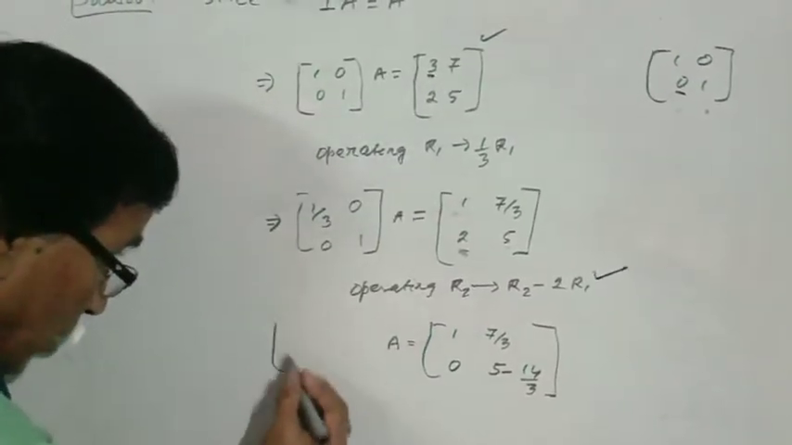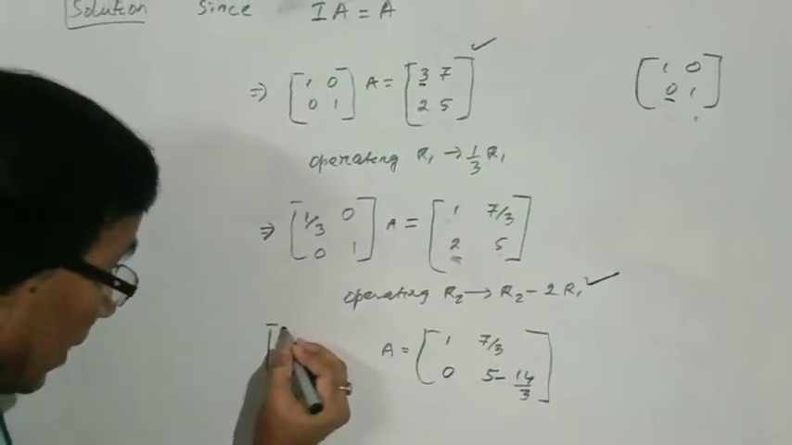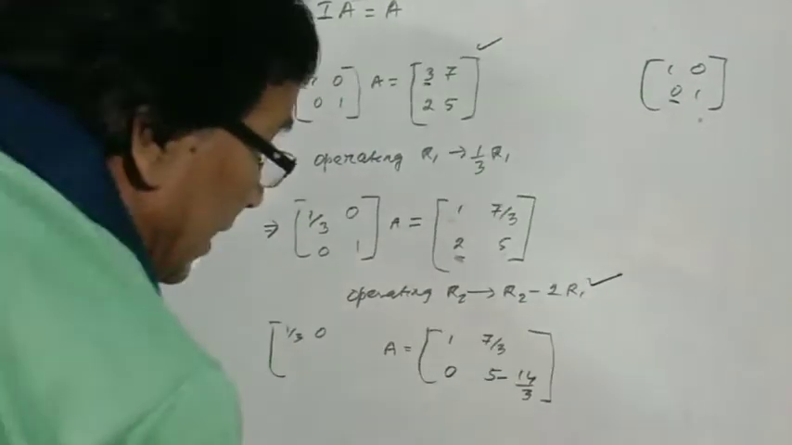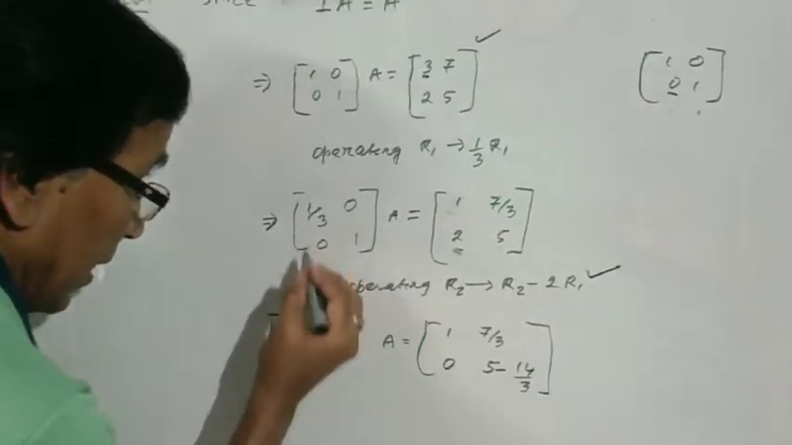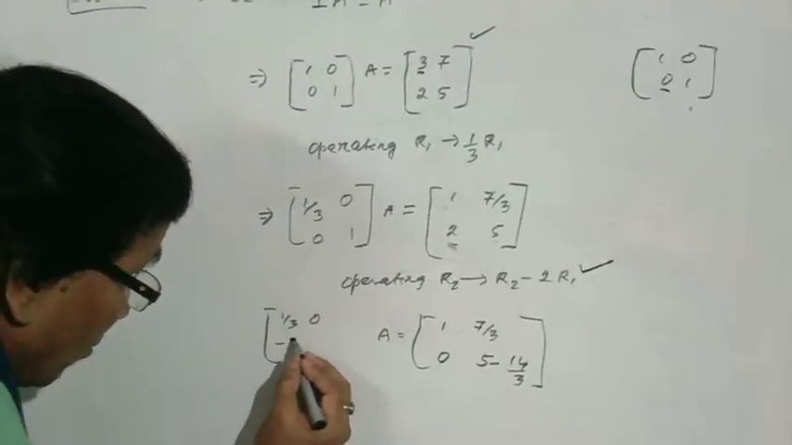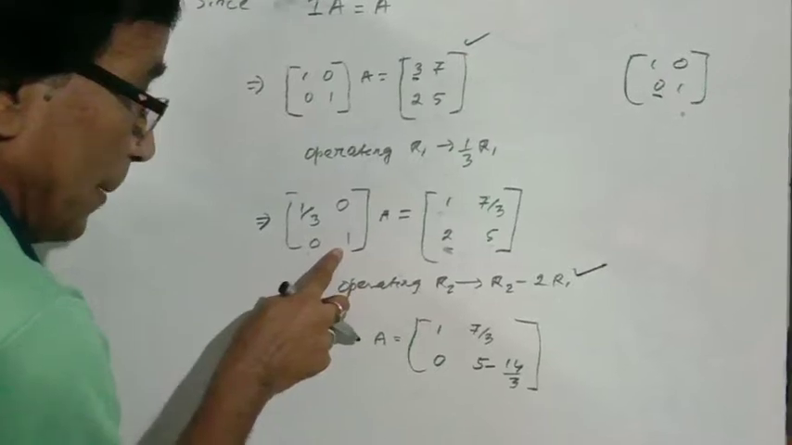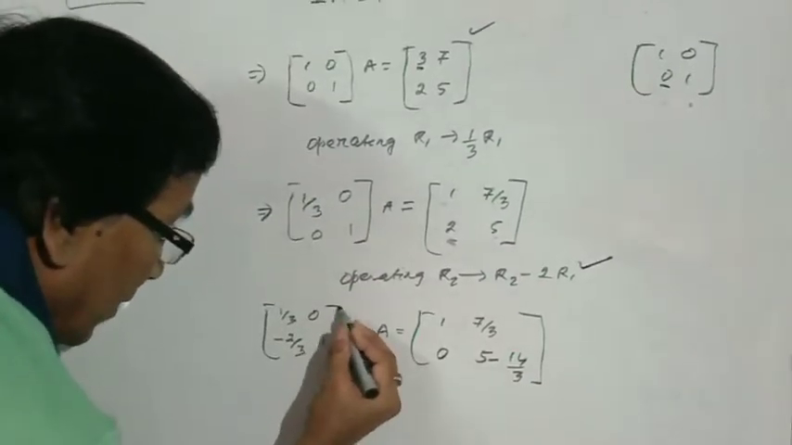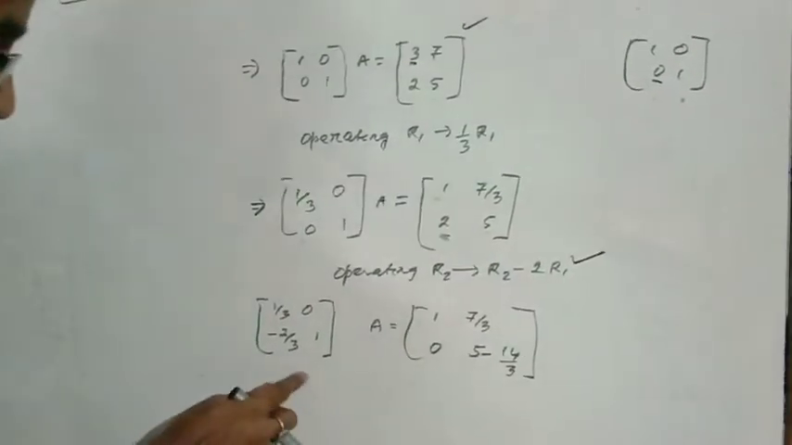The same operation will be taken on this matrix. So row 1 will remain unchanged, 1 by 3, 0, and here it is row 2 minus 2 times row 1. So it is 0 minus 2 into 1 by 3, that means minus 2 by 3. Here it is 1 minus 2 times 0, that is also 1. So taking this operation, we are getting this.